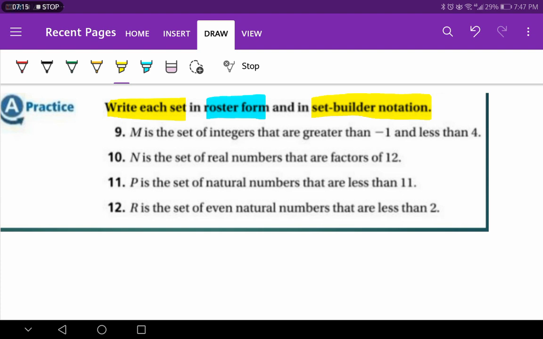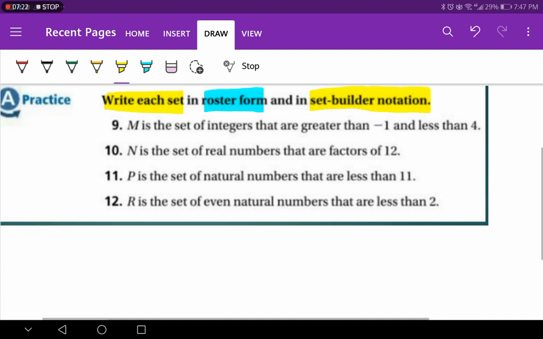For example, number 9. I will write it in roster form first. M is the set of integers that are greater than negative 1 and less than 4. So you have to mention all the numbers between negative 1 and 4. It is greater than negative 1, my dear student.